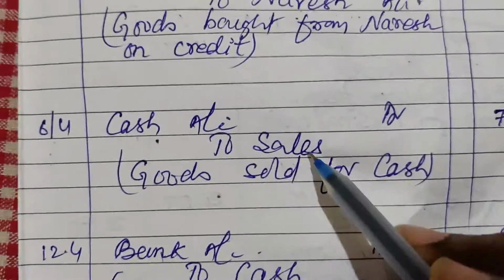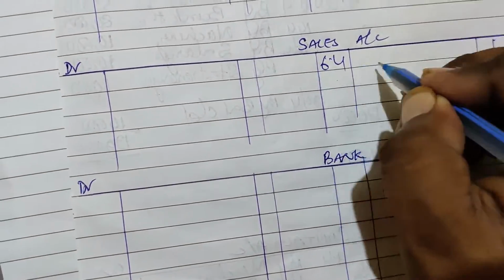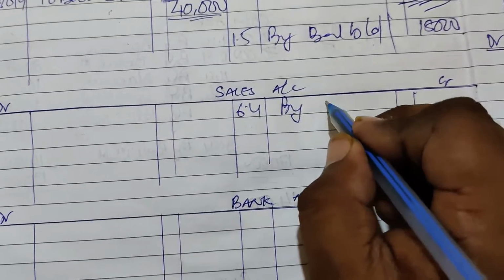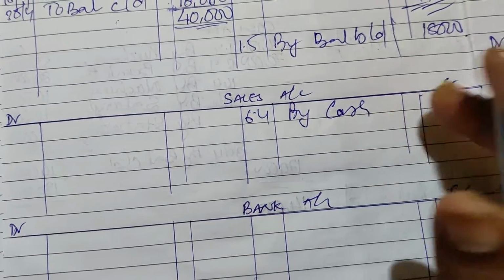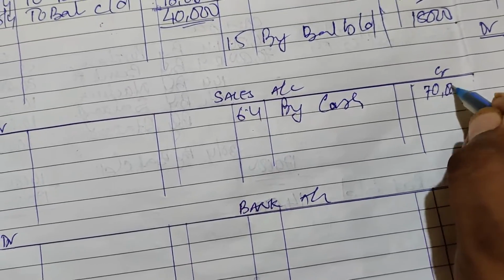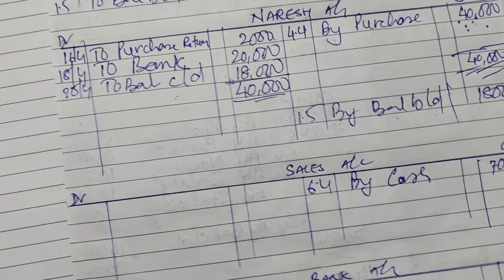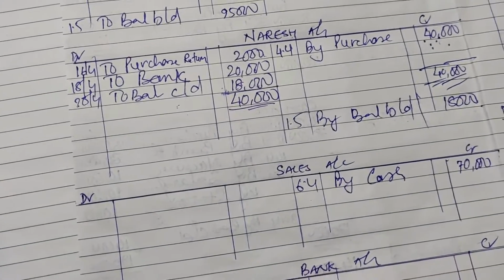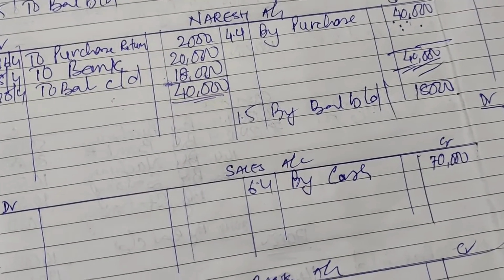Sales is April 6th. Cash account debited to sales account. Sales is always credited. Here we write by cash. Amount sold is 70,000. Goods sold for cash. Cash sale is by cash.